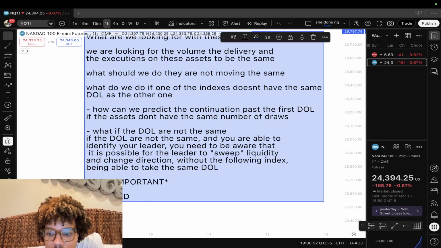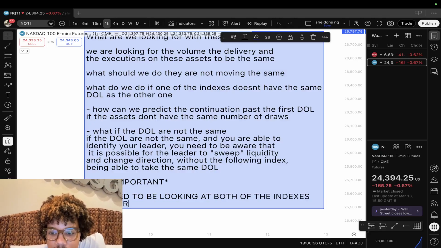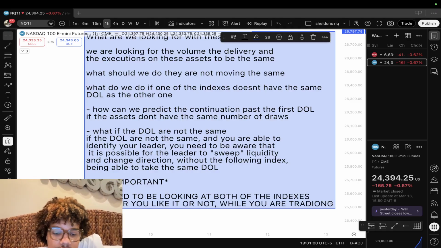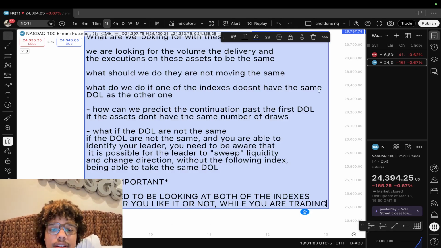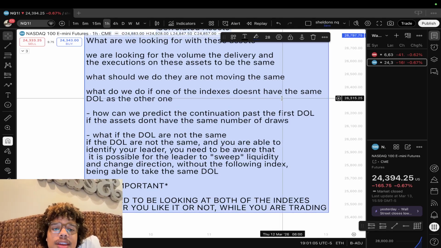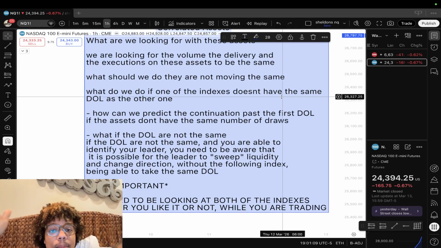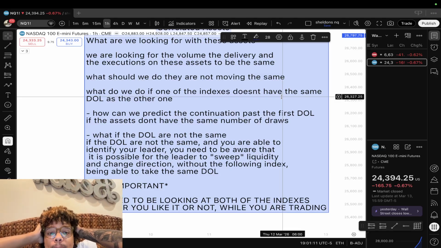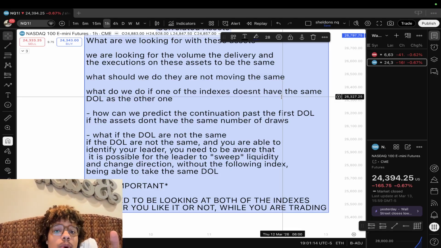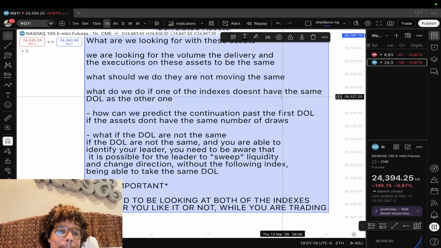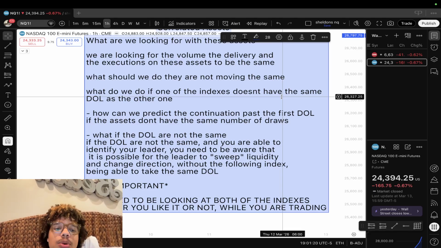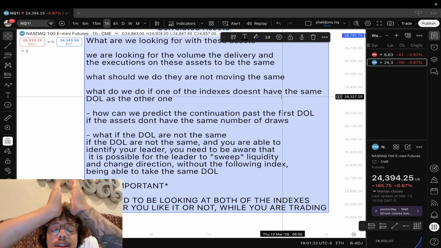You need to be looking at both of the indexes, whether you like it or not, while you are trading, right? Again, if you are not looking at both the indexes and you are trying to long on NASDAQ and the ES is completely bearish, you're going to get cooked. And you're not going to figure out why you're losing, because you're not looking at the correlated asset. It is necessary to look at the correlated asset. And I need you guys to get it through your head.